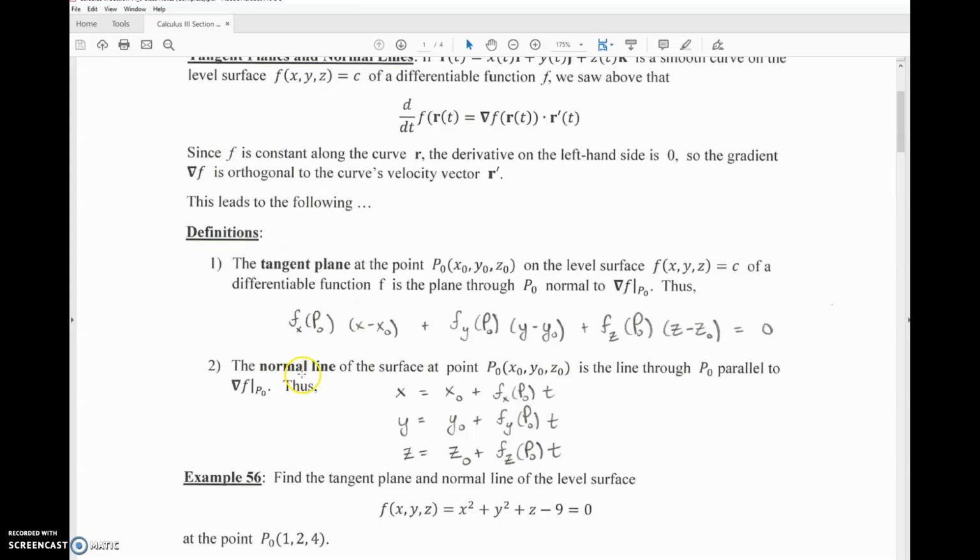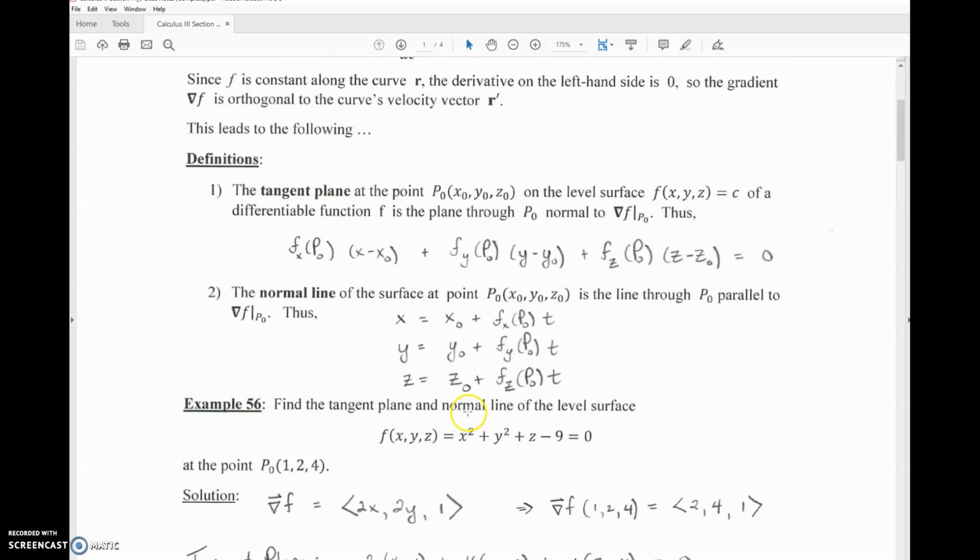Now the normal line would just be the line that goes through the gradient vector. Okay, so the gradient vector is the vector that we're going to use as the vector parallel to the line. So that means that x equals x naught plus f sub x at P naught t, and y equals y naught plus f sub y at P naught t, and z equals z naught plus f sub z at P naught t. Okay, so we're just using the gradient vector at that point to be the vector that's parallel to the line. That's called the normal line to a surface. Okay, so it's actually normal to the surface, which is normal to the plane that's tangent to the surface.